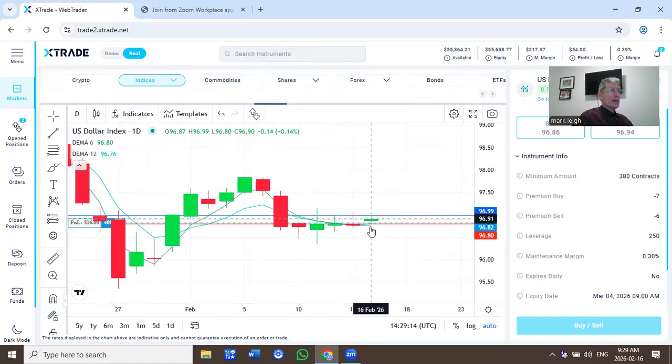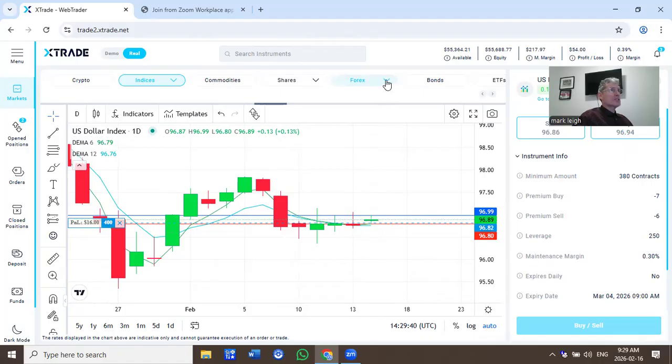Started the week on the front foot, small green candlestick. I've got support at 96.80. I've got resistance at 96.99, but very narrow trading conditions. The gap up to start the day at the start of the Asian session has been maintained, but not much activity now that we're into the heart of the US session.